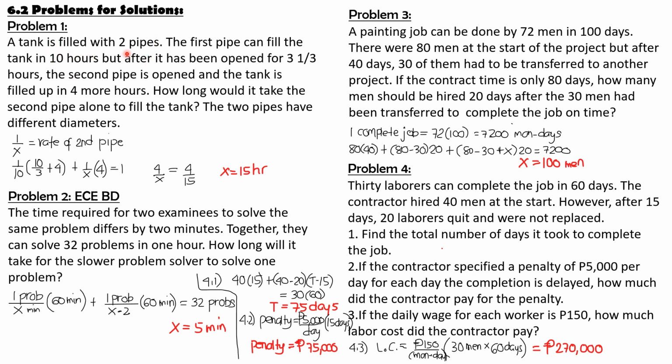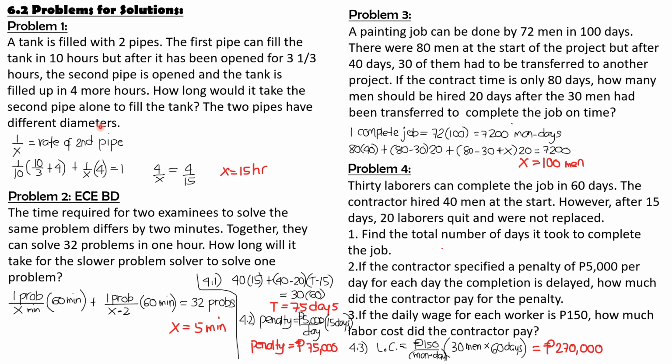A tank is filled with two pipes. The first pipe can fill the tank in 10 hours, but after it has been opened for 3 1/3 hours, the second pipe is opened and the tank is filled up in 4 more hours. How long would it take the second pipe alone to fill the tank?